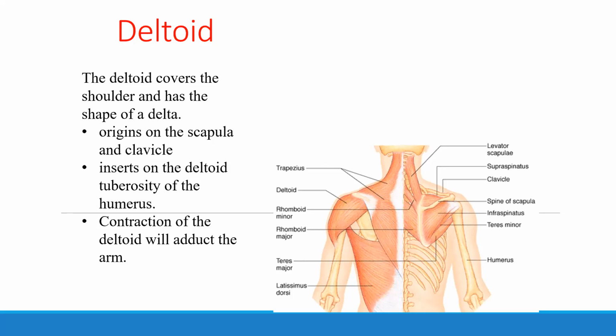Now, the next big muscle, of course, is the deltoid. And the deltoid inserts on the deltoid tuberosity of the humerus. And we say it abducts or flexes and extends the arm. So it does a lot of actions for us here. It can move the arm in a variety of directions.